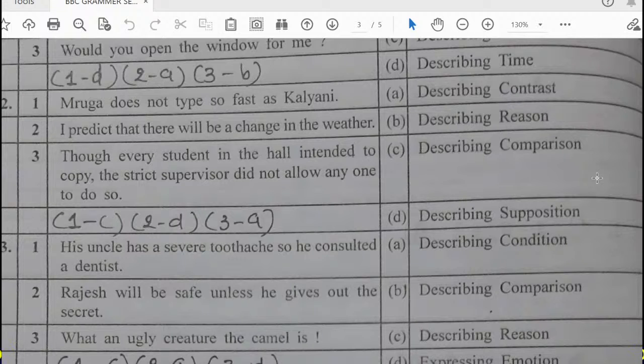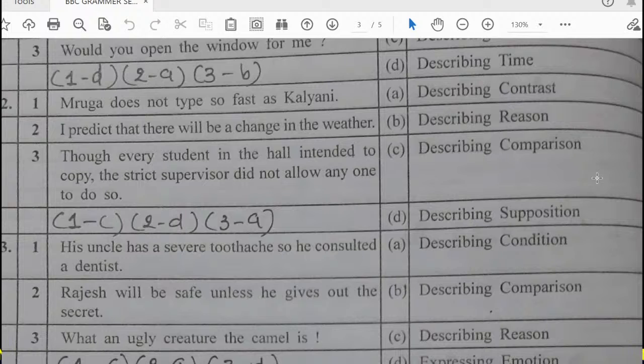So the second sentence, Rajesh will be safe unless he gives out the secret. As there is the use of unless, it will be connected with condition, meaning option A, describing condition.